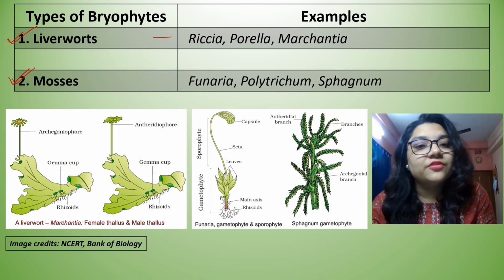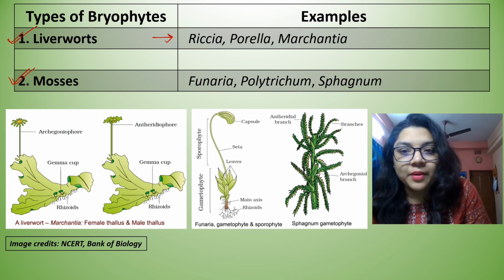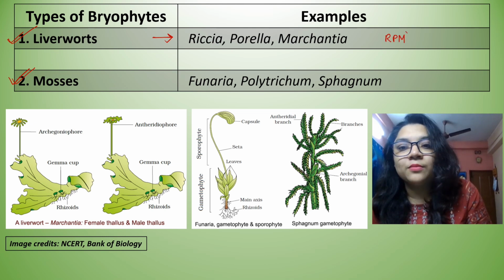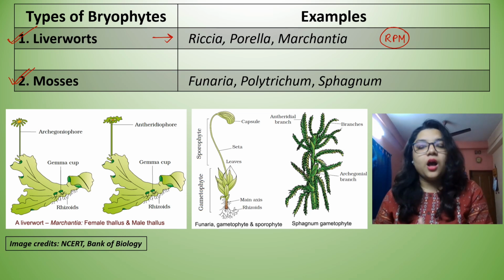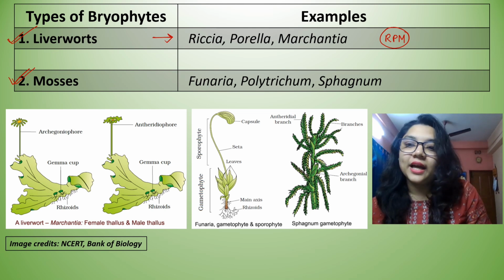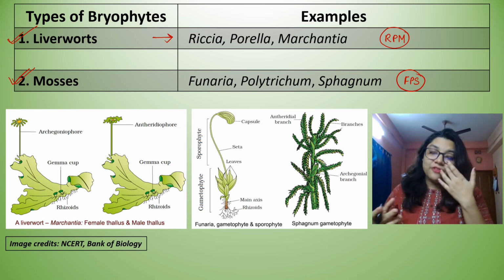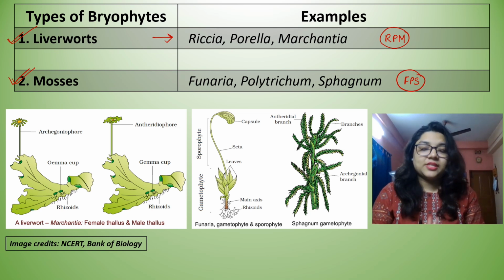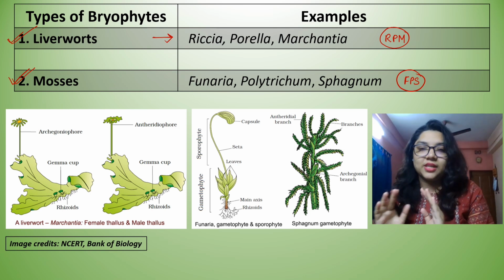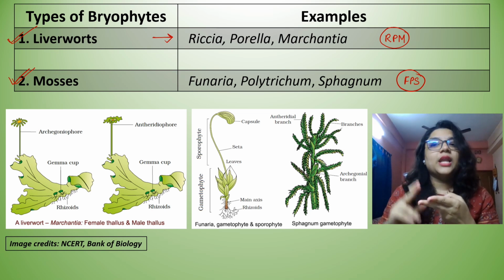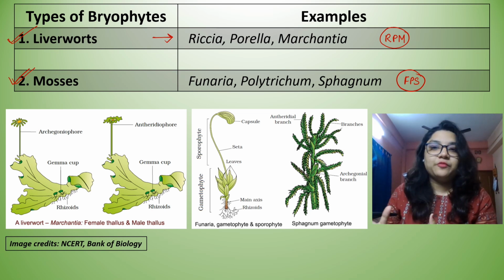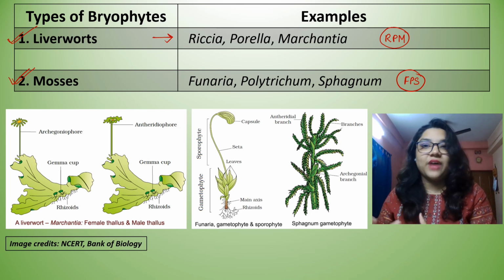Whenever you have to remember examples of liverwort, I remember RPM. Just like we remember revolutions per minute, RPM: Riccia, Porella, Marchantia. Okay, so RPM for liverworts. And for mosses, what will we remember? FPS. Foot pound second, frames per second, there is a lot that FPS stands for. So whenever mosses come, we will remember FPS. That is, for liverworts we have RPM, Riccia, Porella, Marchantia, and for mosses, FPS: Funaria, Polytrichum, Sphagnum.